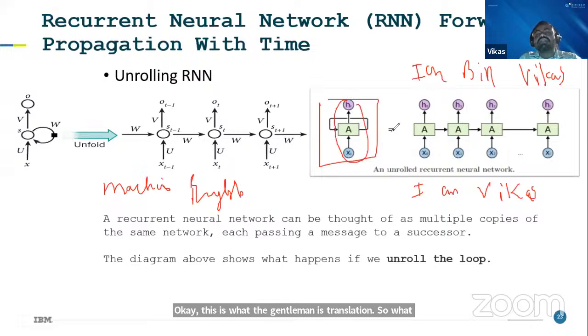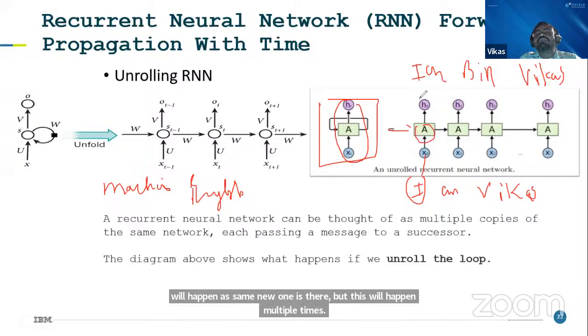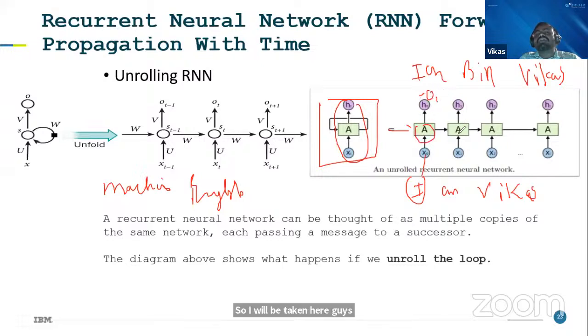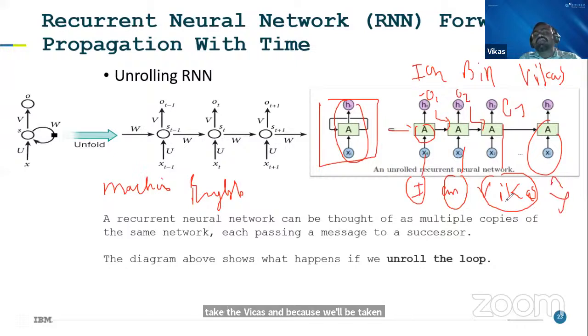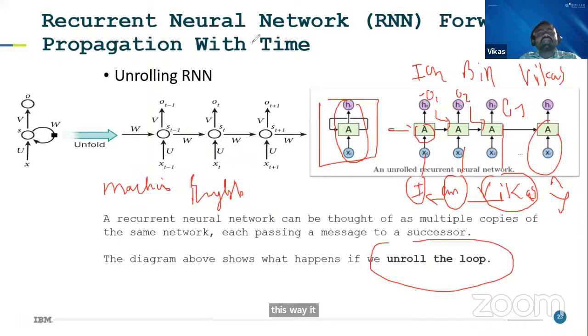The same neuron is there, but this will happen multiple times. So "I" will be taken here, guys. It will perform and generate one output over here. That O1 will be given next time as an input, plus the second word "am" will be taken. So "I" and "am" are combinedly processed and it will generate O2 here. This O2 is also given here the third time. It will take "Vikas", and generate an output here. This way it is trying to create a chain reaction, and this is how the entire unrolling happens, guys.